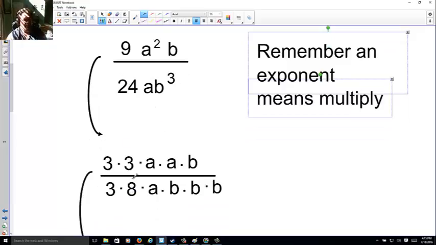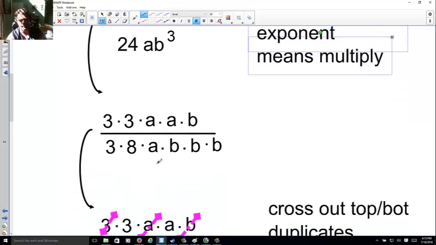24 is 3 times 8. You have your single A. And B cubed means B times B times B. Remember that anytime they touch, it's times, so they're all times. And this only works, by the way, if you're multiplying. It doesn't work if you have plus signs. That is not the same thing.